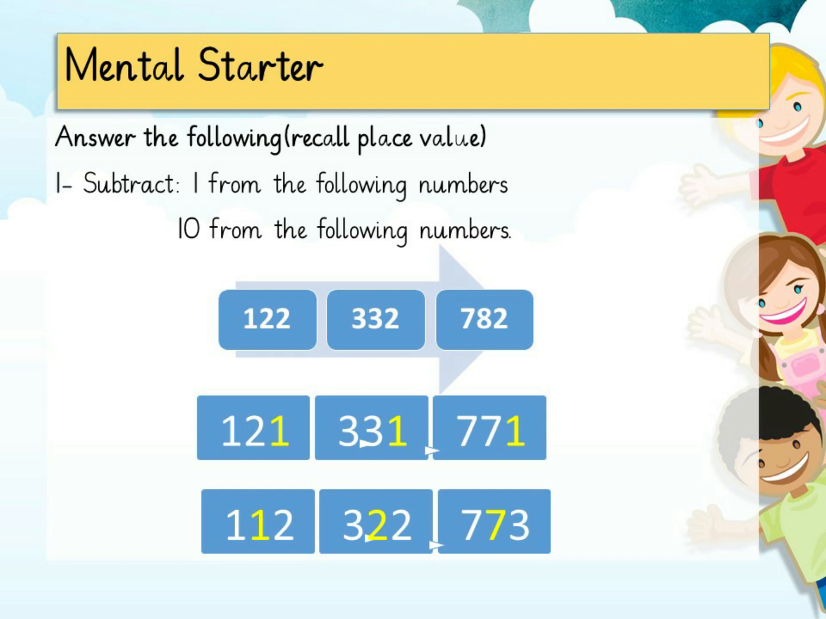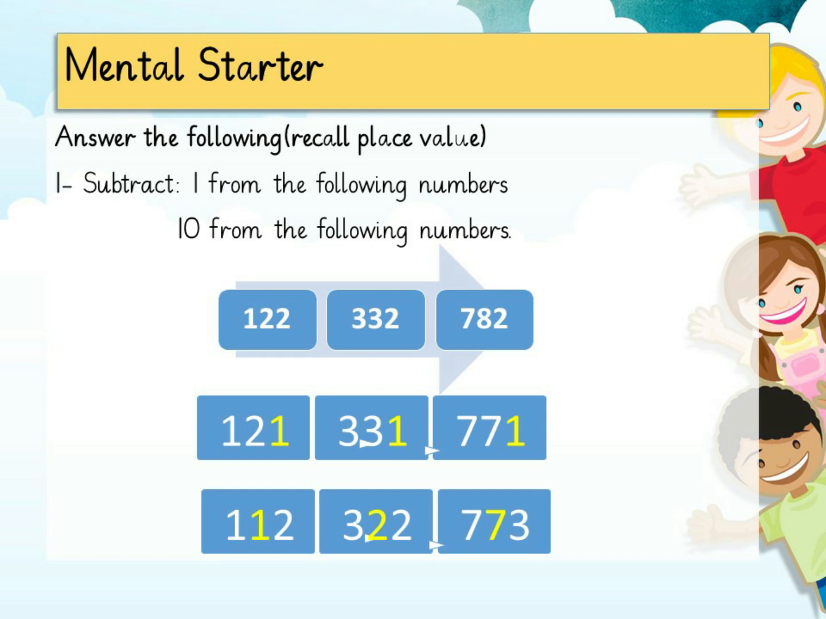Let's subtract 1 first. 122, 332 and 782. These are the numbers given to us and first we have to subtract 1 and we get the answers as 121, 331 and 771 respectively. If you observe the pattern, the value is being changed at the unit place because whenever we subtract a single digit from the given number, the value is changed at the unit place.